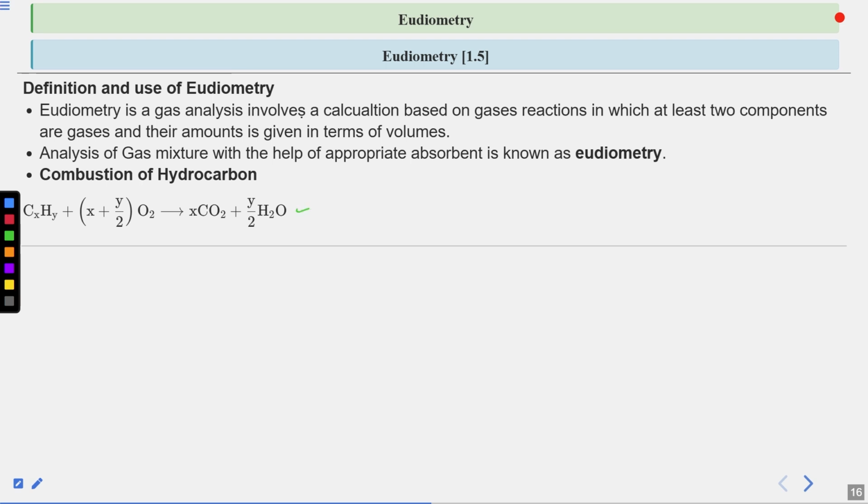So this is the general equation for the combustion of any hydrocarbon. Now there is one little change in here. So here it will be y by 4. Okay, it will be simply y by 4. Got it? So let us see how to understand eudiometry with the help of questions.